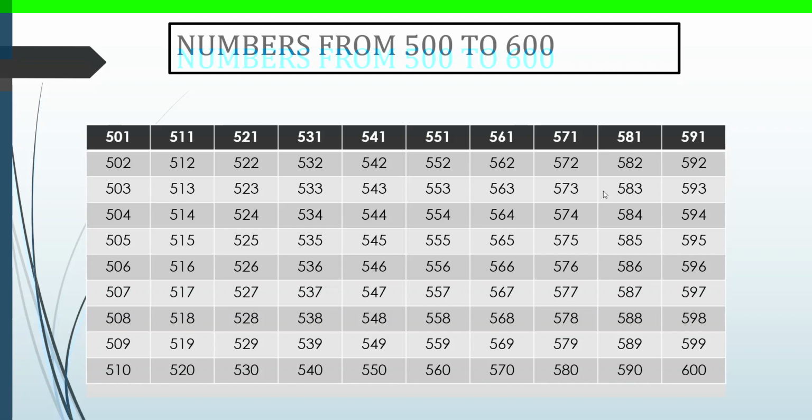Then let's begin. You can count the numbers 571 to 580. 571, 572, 573, 574, 575, 576, 577, 578, 579, 580. It's very good students. You can count the numbers from 571 to 580.